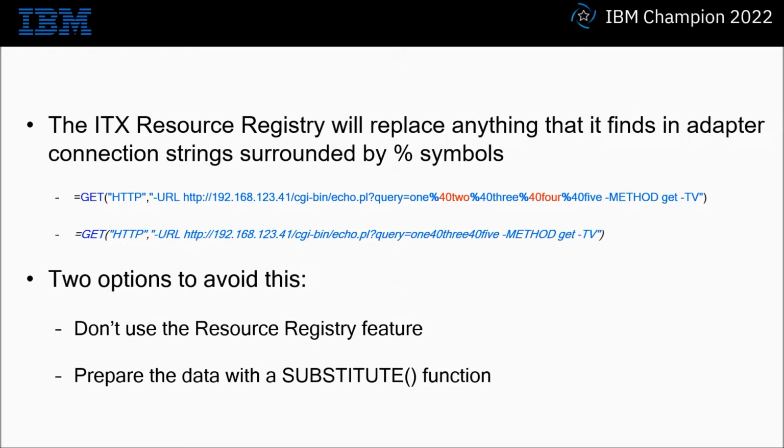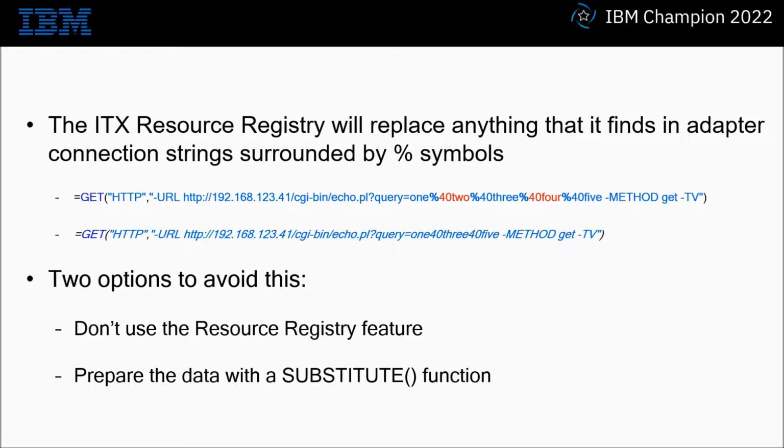The ITX Resource Registry will replace anything that it finds in adapter connection strings and run functions surrounded by % symbols. So for example, the get string that you see on the screen using the HTTP adapter sends the query string 1, 2, 3, 4, 5, each word separated with a %40 URL encoded @ symbol.